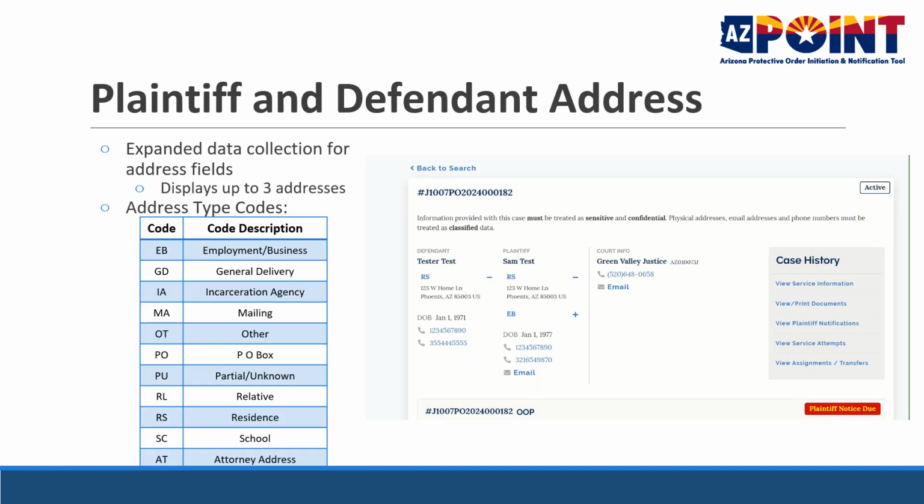We also expanded the data collection for the defendant and the plaintiff's address fields. We were only able to display one previously. Now we're able to display up to 3 addresses for both the defendant and the plaintiff. So if we receive multiple addresses, we can display those here on screen. As you can see, we have a residential address for the defendant, a residential address for the plaintiff, as well as an employment or a business address for the plaintiff.